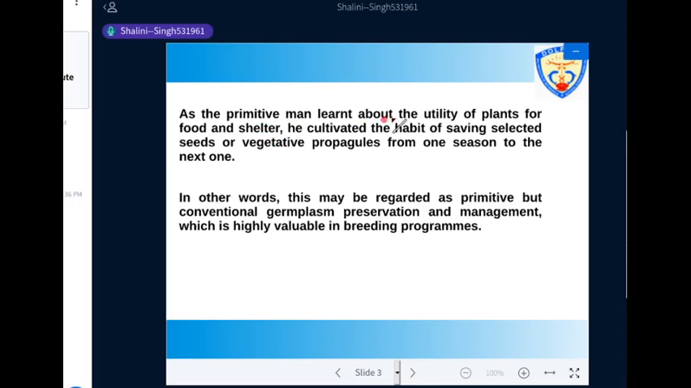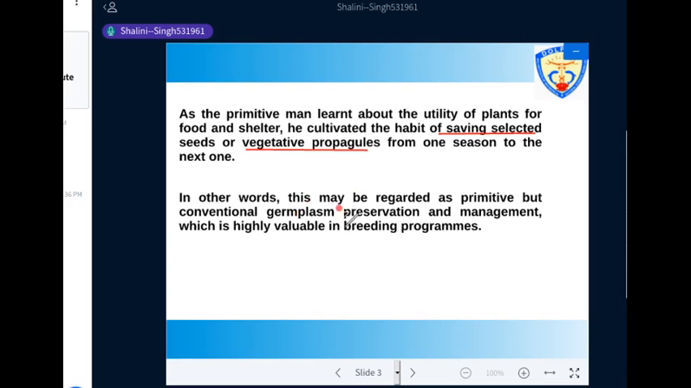As the primitive man learned about the utility of plants for food and shelter, he cultivated the habit of saving selected seeds or vegetative propagules from one season to the next one. Because plants can be propagated by two means, either by seed or by vegetative propagules. So this is the traditional way of propagating plants: saving seeds or propagules from one season, and then these are used in the next sowing season.